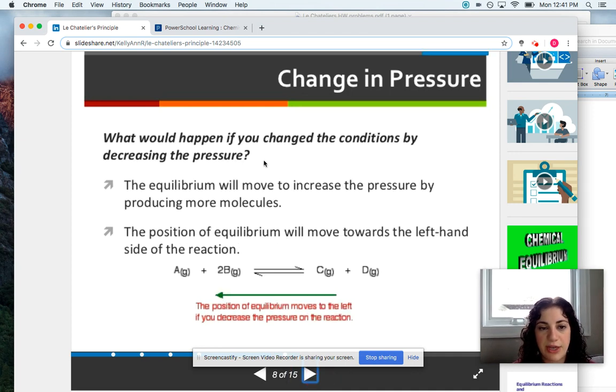What would happen if you change the conditions by decreasing the pressure? Well, the opposite would happen, right? The position of equilibrium will move towards the left because it's going to want to make more molecules because now we have less pressure. Well, now we want to increase the pressure. We want to do the opposite, right, to reach equilibrium again.